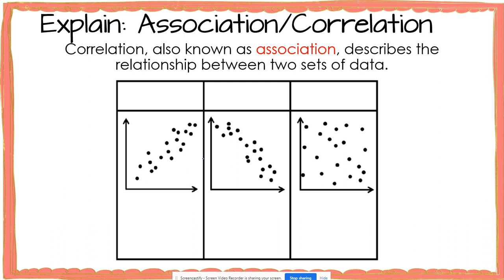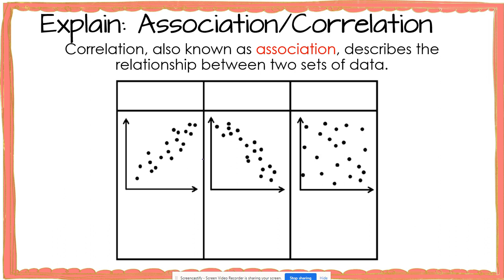The first thing that we're going to talk about today is what we call association. Association is also known as correlation, and you will see both of those words interchangeably. When we say correlation or association, what we are really describing is the relationship between the two sets of data that we're looking at in a scatter plot.